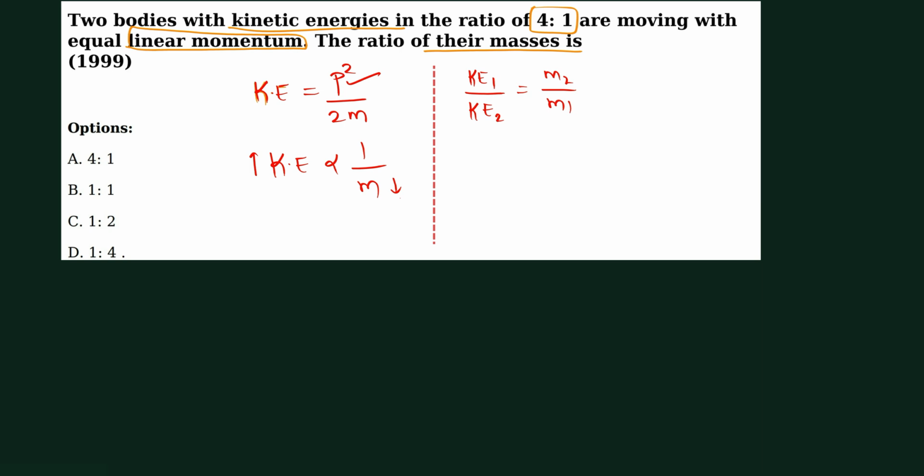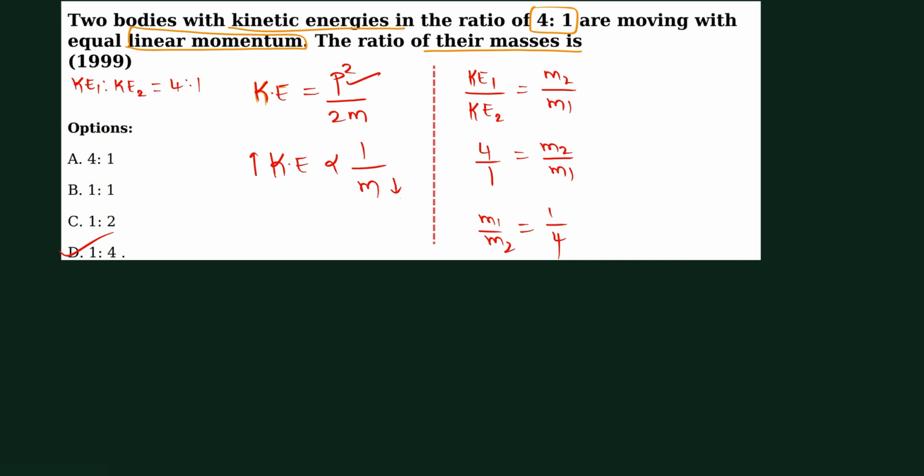So what is the KE1 to KE2 ratio they have given here? 1:4 or 4:1? 4:1. So we can write 4 by 1 which is equal to M2 by M1. But we require M1 by M2, right? So M1 by M2, just make it reciprocal, is 1 by 4. So what is the answer? Answer is D, 1:4.